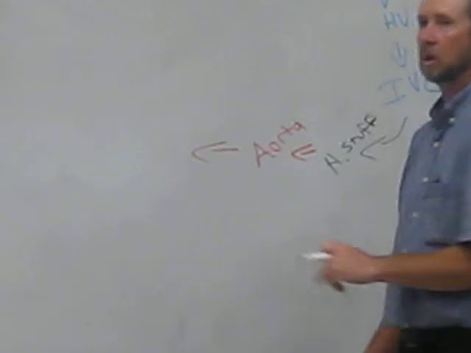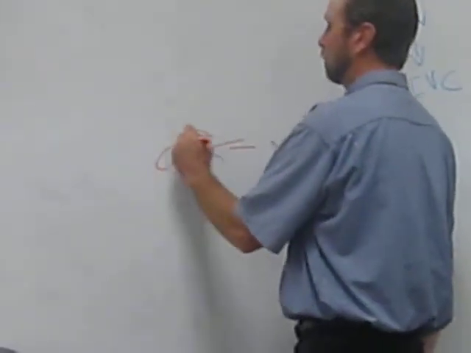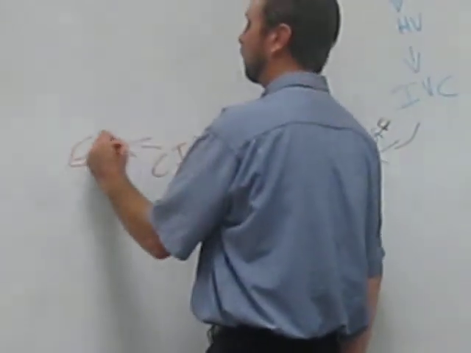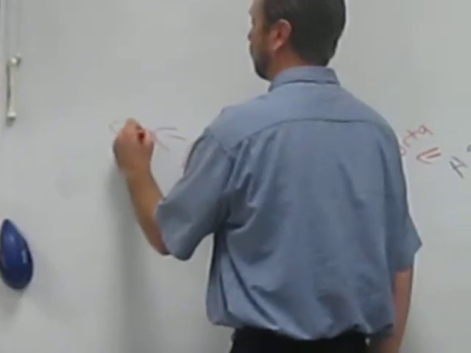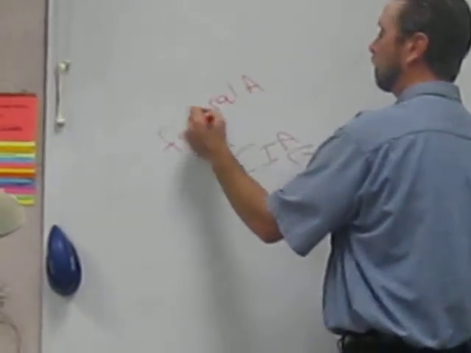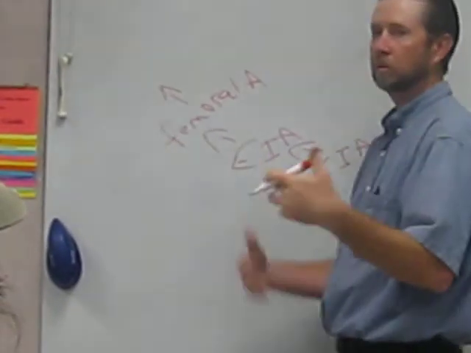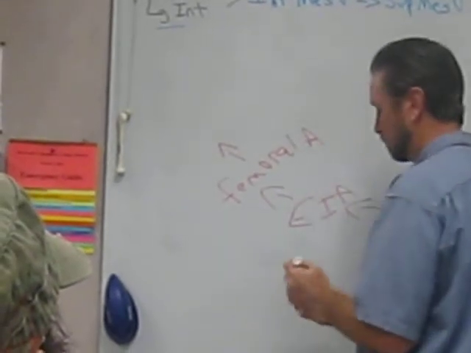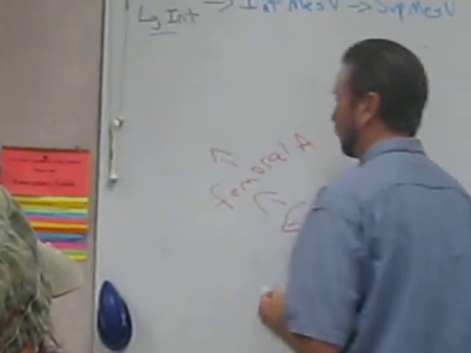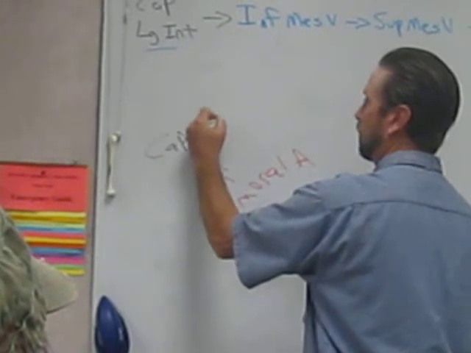ascending aorta, aortic arch, descending thoracic, descending abdominal. Okay, where are we going? We're going to the quadriceps. Okay, so the descending abdominal aorta to what? Common iliac. Okay, common iliac artery. External iliac artery. Deep thigh artery. Femoral artery. And then deep thigh. And then at that point, you just go to capillaries. Capillaries of quads.